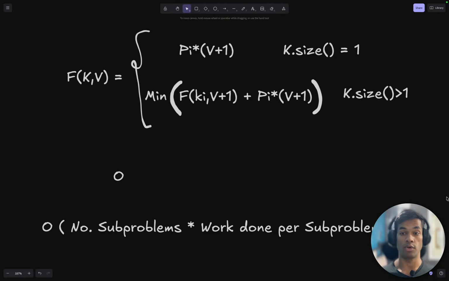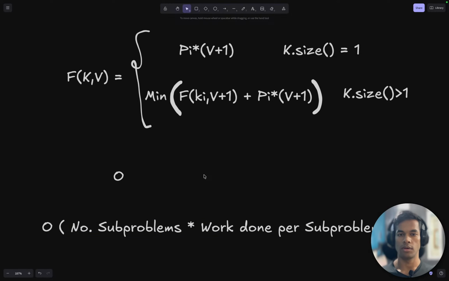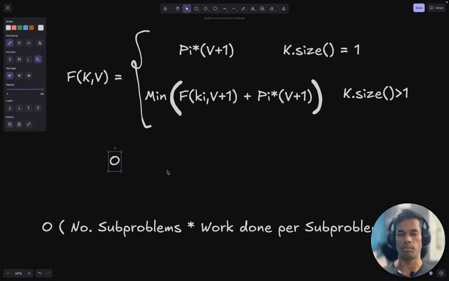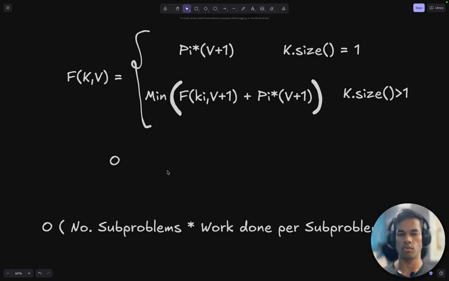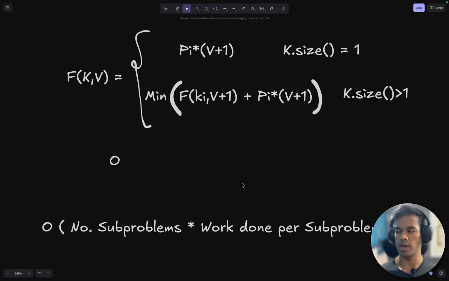So this is hard to calculate. How many subproblems are there going to be? There are going to be a lot of subproblems. I think we are going to go through all possible cases, and the time complexity would be n square.